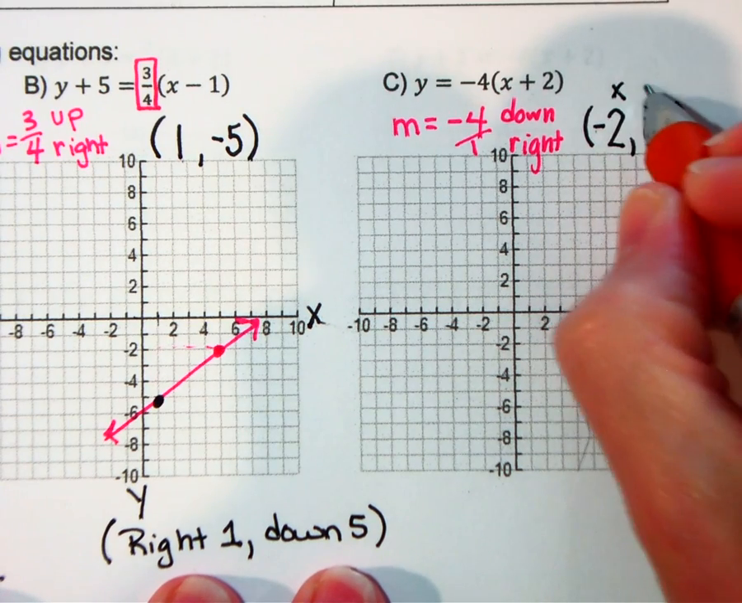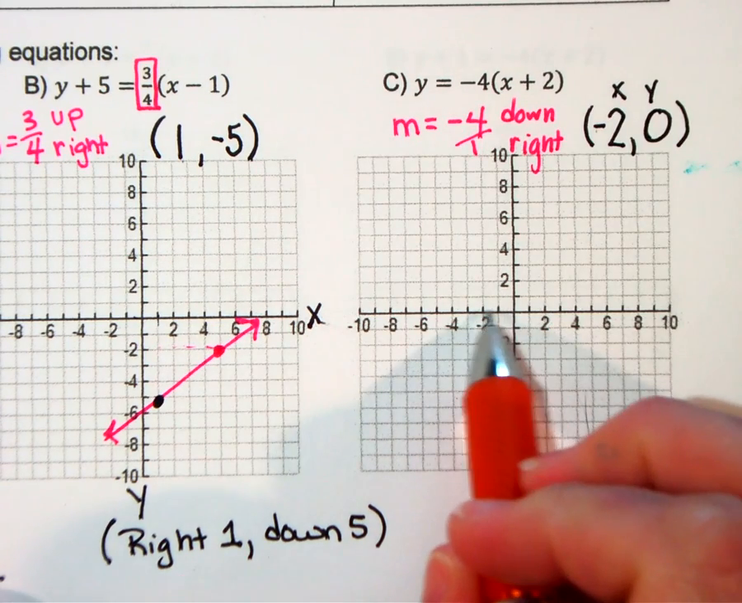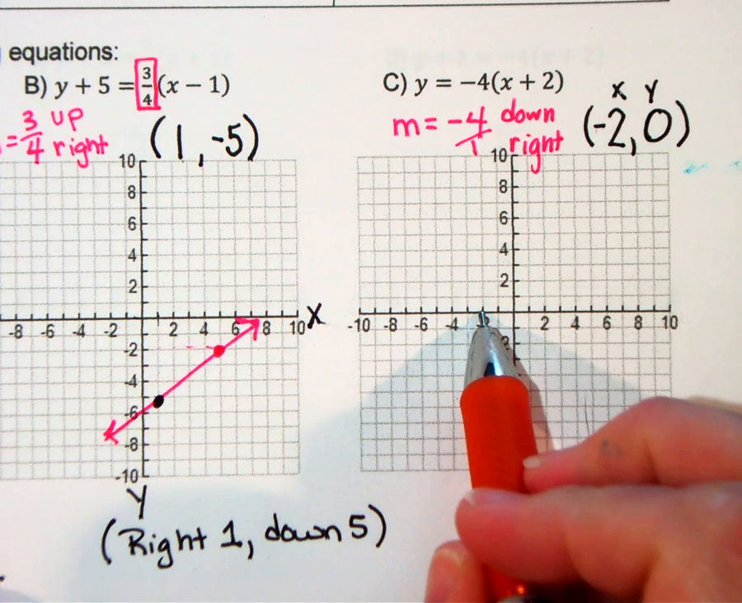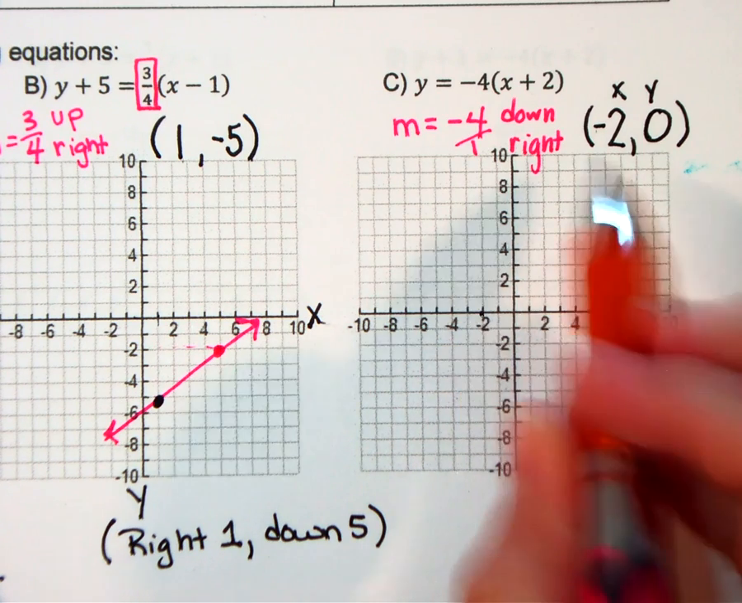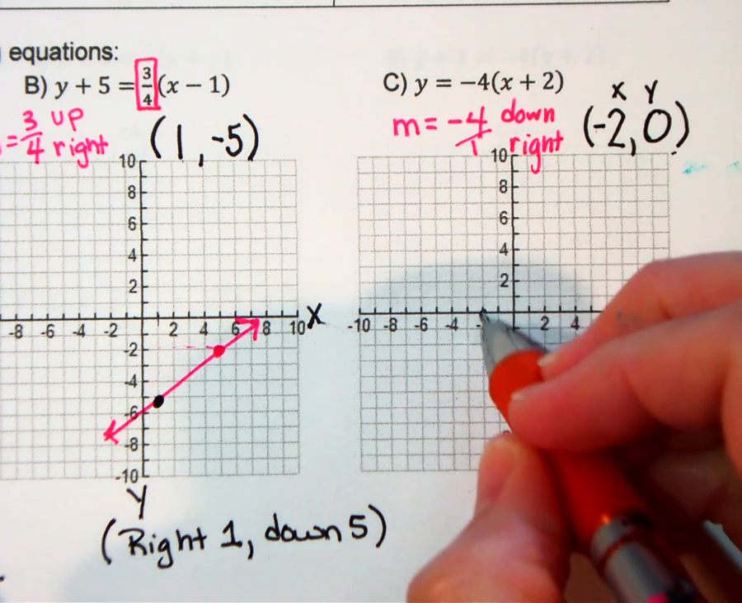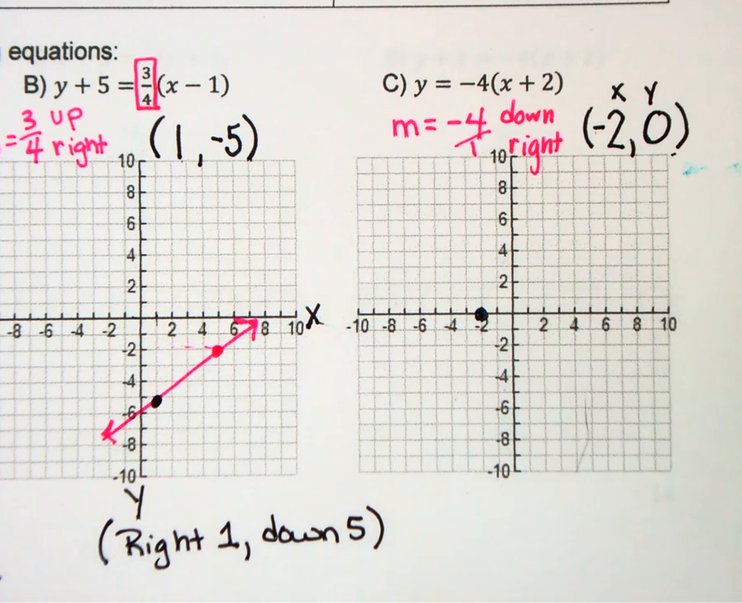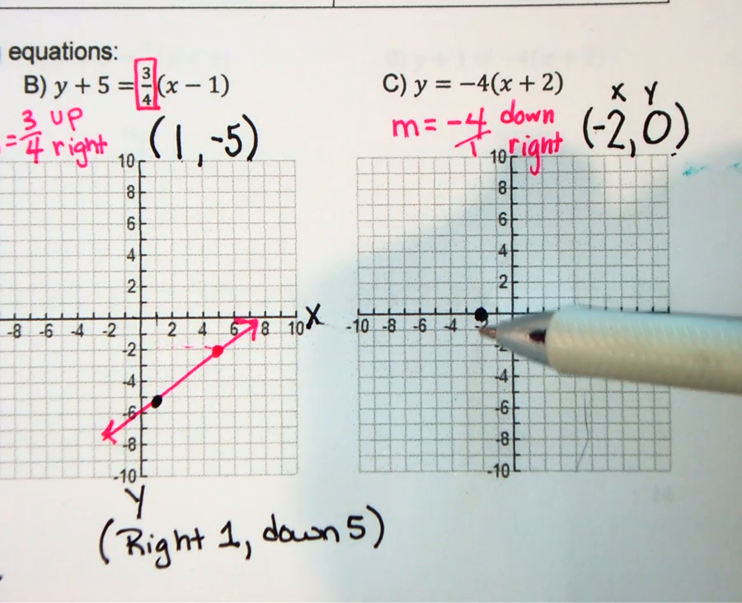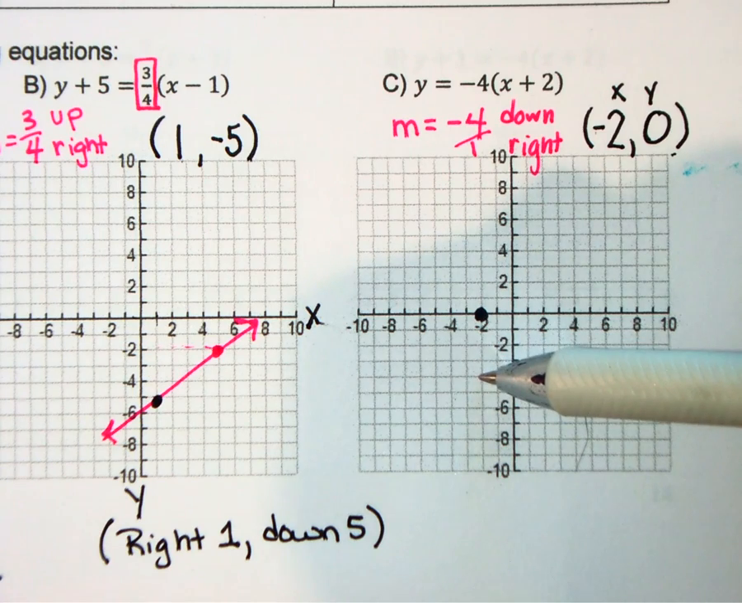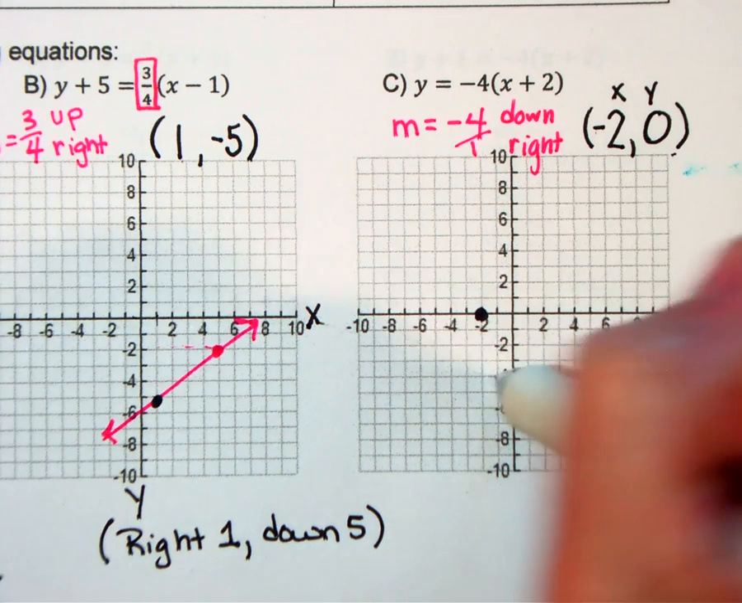So remember, this is x, this is y. So on the x-axis, I go to -2, and then I don't go up any. So that's my first dot. So I got to plot that point, -2, 0. That's right here. Then from there, I count my slope, which is rise over run. So from there, I'm going to rise. In this case, I'm going to go down. And then to the right 1.